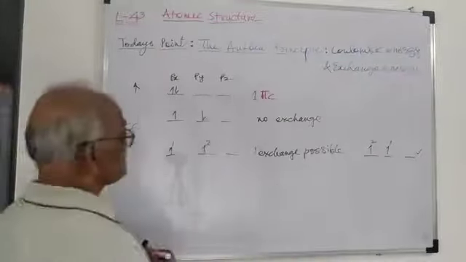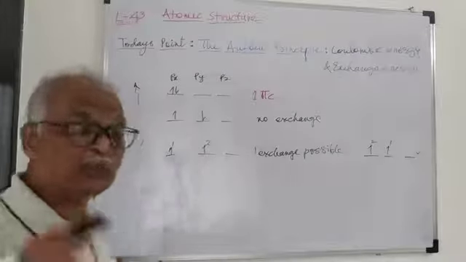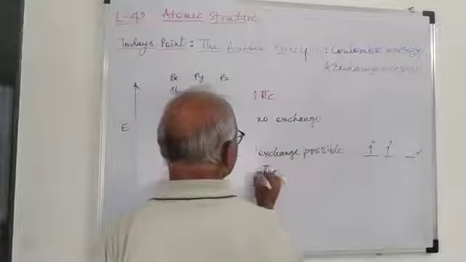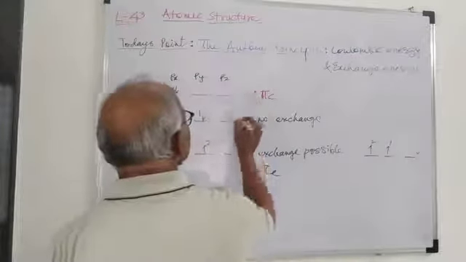Because of this, the energy of the system is lower. So it has a negative value. So this pi e is negative and this is positive.